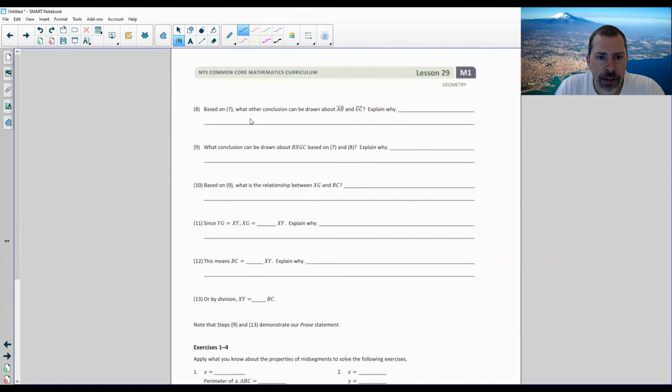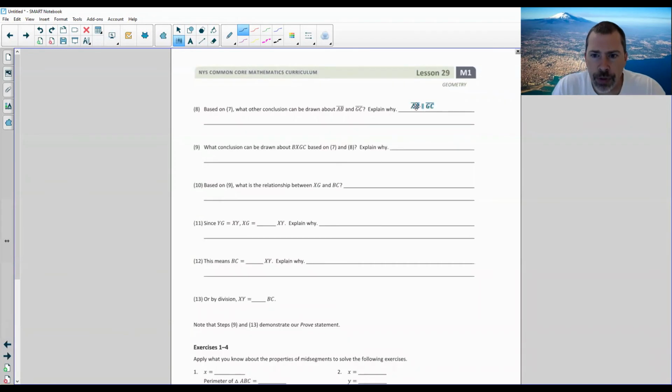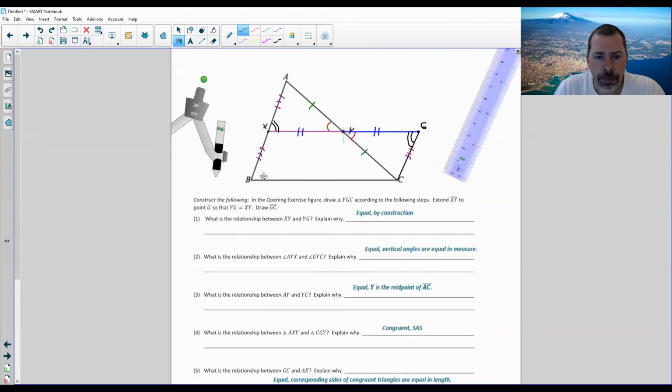Number 8, based on 7, what other conclusion can be drawn about AB and GC and explain why? Now I have to go back and forth. So AB and GC, well, XG is a transversal. AB and GC have to be parallel because these are alternate interior angles to a transversal. Okay, this is pretty amazing stuff once it all comes together. So going back over to number 8, we say AB is parallel to GC. What conclusion can be drawn about BXGC based on 7 and 8? Explain why.